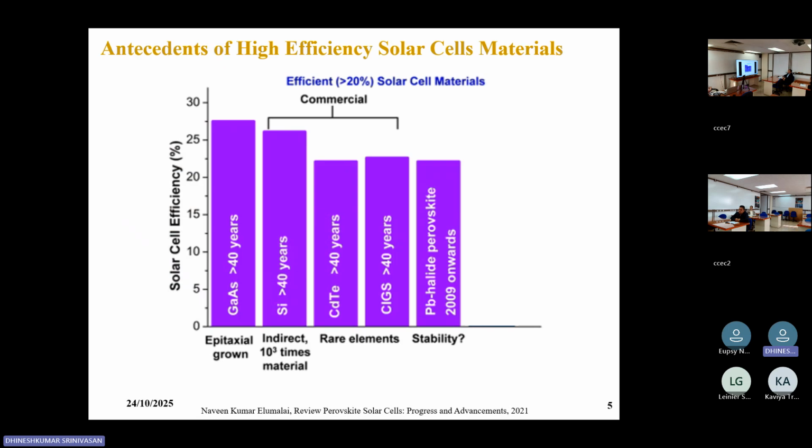Solar cells based on gallium arsenide, silicon, cadmium telluride, copper indium gallium selenide, and perovskite material are highly efficient materials. But as you see in the bar graph, the solar cells based on gallium arsenide, silicon, cadmium telluride, and copper indium gallium selenide took nearly 40 years to achieve a power conversion efficiency of about 20%. But within 10 years, the lead-halide perovskite achieved an efficiency of about 20%. Therefore, let's discuss how perovskite material improved the efficiency in a particular time.